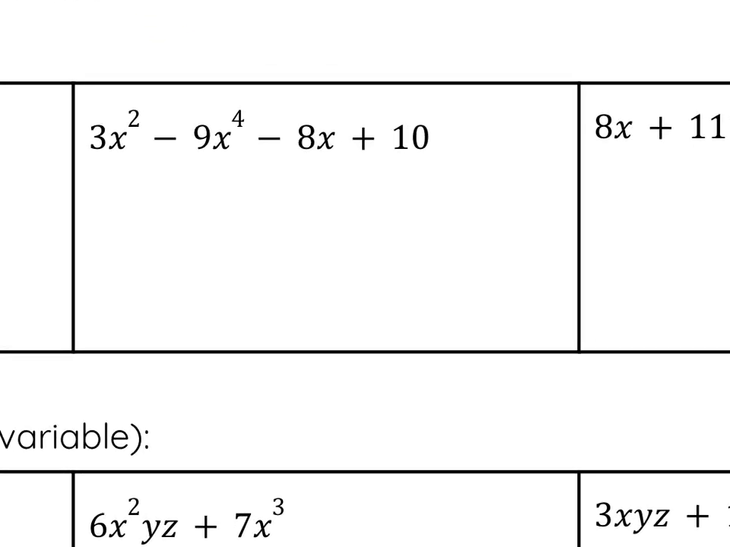Looking at the second example, we're looking for the degree. The degree is going to be the highest exponent of x. The exponent here is 2. The exponent here is 4. The exponent here isn't written, but we know it's 1. And then there isn't an exponent here because there is no x. So the degree here is going to be 4 because 4 is our highest exponent.